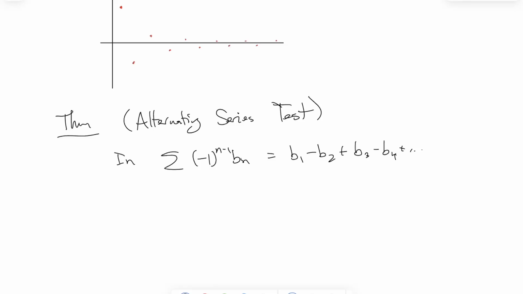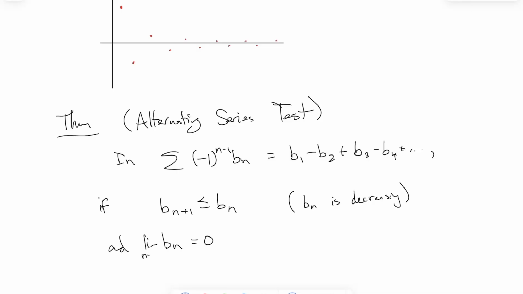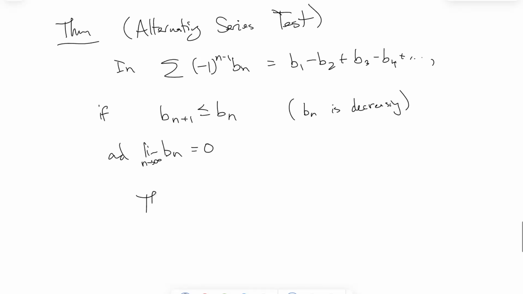Anyway, in this series, two things have to be true. If b_(n+1) is less than or equal to b_n, that is to say the b_n is decreasing, and the limit of the b_n's equals 0, then the series converges. This is the alternating series test.